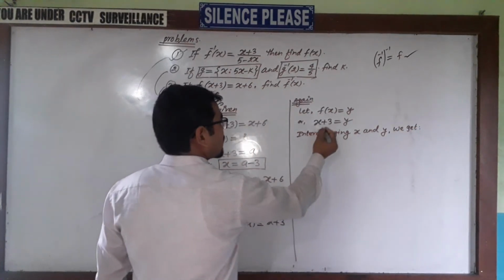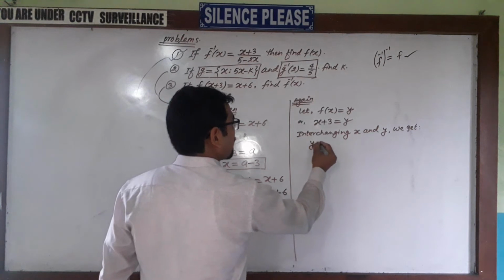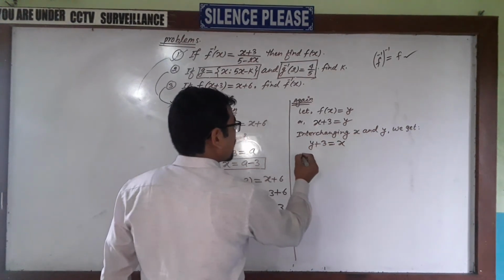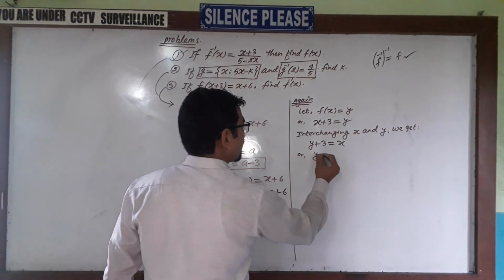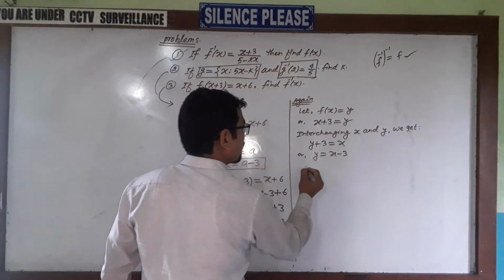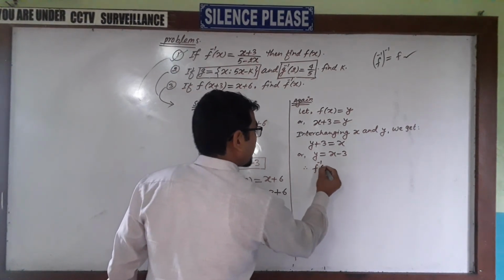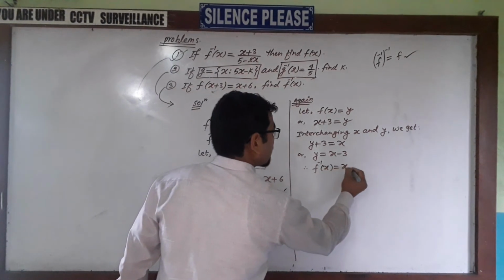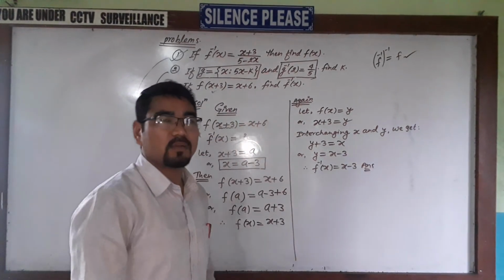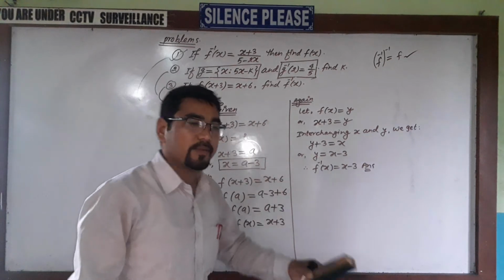So here x we have to write in terms of y, plus 3 we have to write as it is, this y we have to write x. From here, the y value we have to find finally, don't forget. So this x plus 3 goes there as minus 3, therefore f inverse x is equal to x minus 3. So this is our answer.